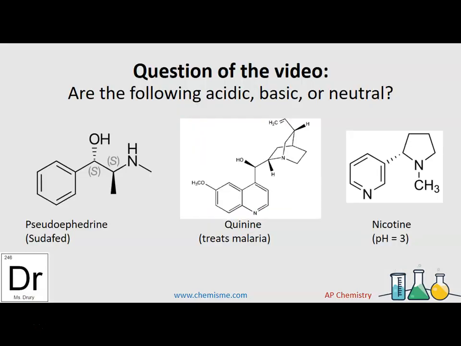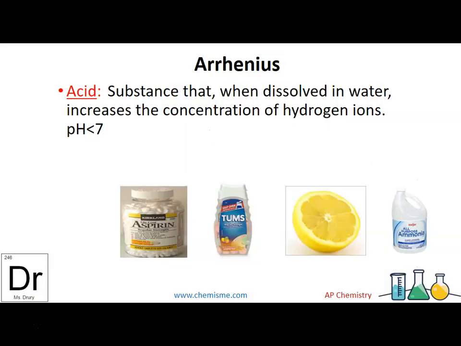So the question in the video is, are the following acidic, basic, or neutral? We have pseudoephedrine, which is Sudafed, the type of medicine you might take if you're congested and your nose is all clogged. Quinine, which is treating malaria, and nicotine, the bad stuff inside vape pens and cigarettes. So in order to answer that question, let's go through some basic chemistry.